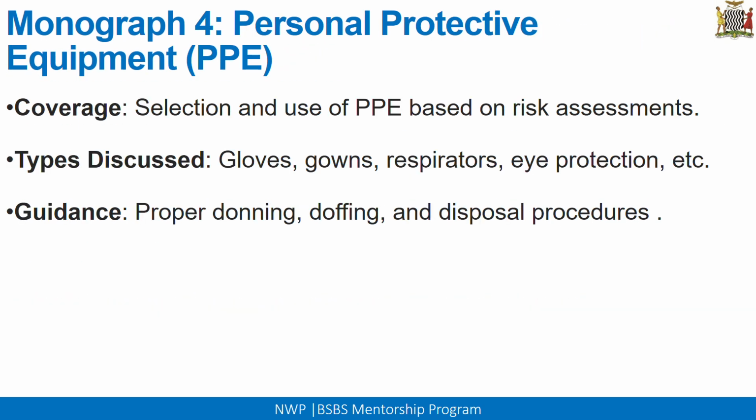So let's look at the fourth monograph. The fourth monograph is your PPE monograph, for personal protective equipment. So what does it cover? This particular monograph covers how you select and how you use your PPE. Of course, before you do any selection and use, you're supposed to look at the risks associated with whatever activity you're using that PPE for. So there should always be a risk-based approach when you're selecting your PPE.